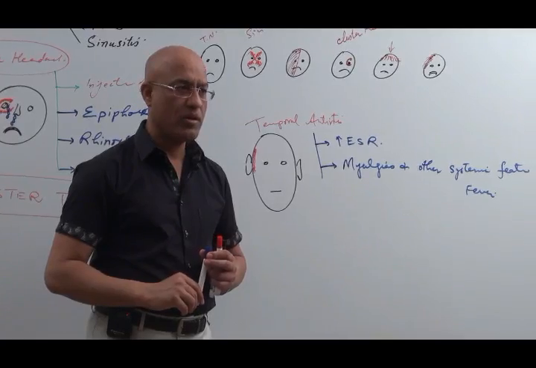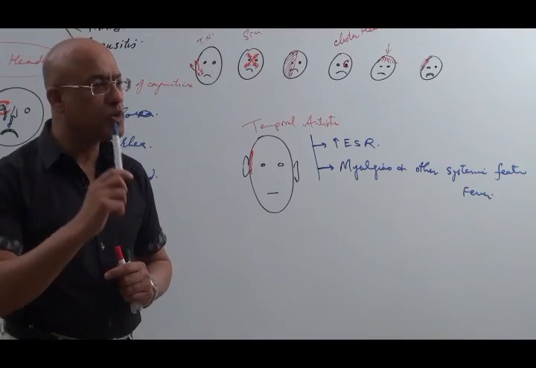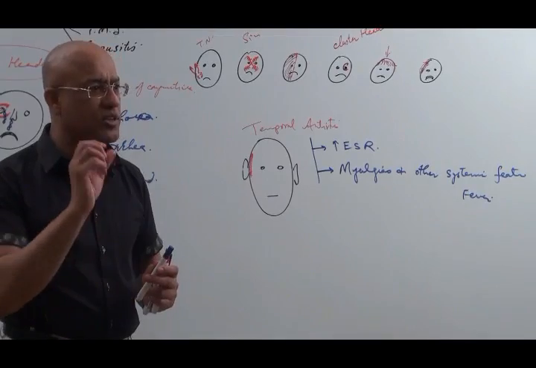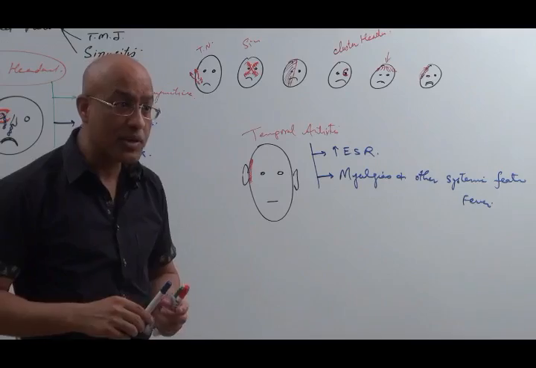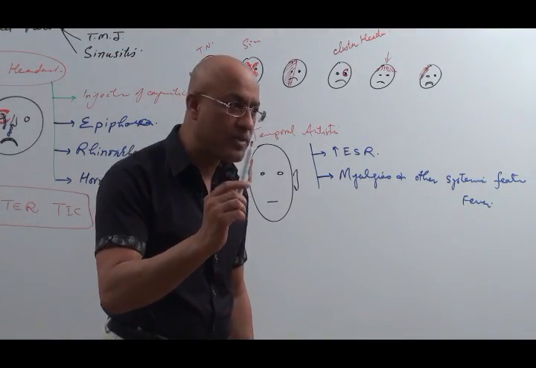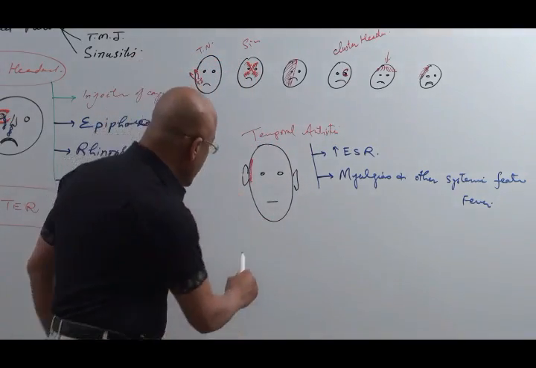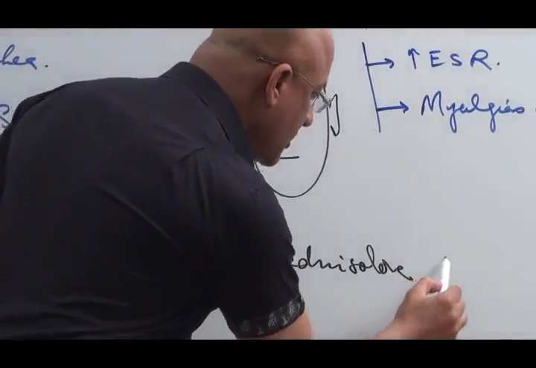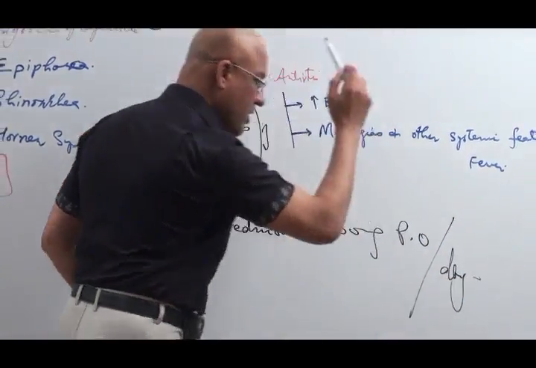But whenever in your life you think of temporal arteritis, or someone talks about temporal arteritis, there should be one idea flashing in your mind. You know what is that? Whenever this word temporal arteritis comes to your mind, there's one idea which should come immediately after it. What idea should come? Prednisolone. Prednisolone 60 milligram per oral per day. Wow. Immediate.